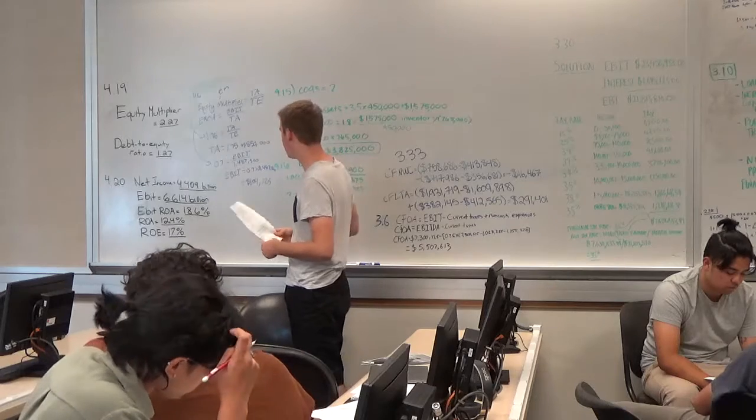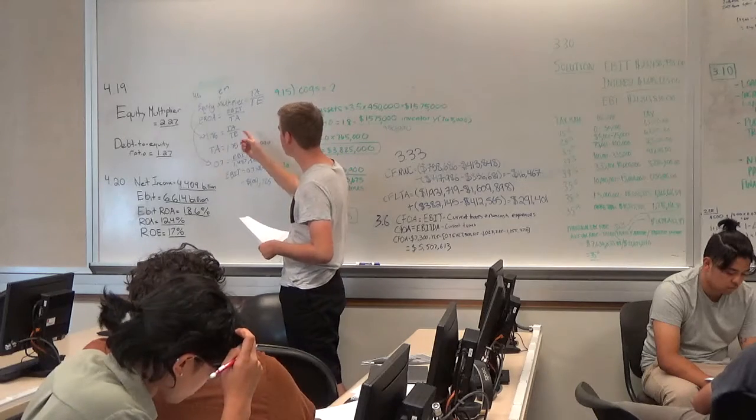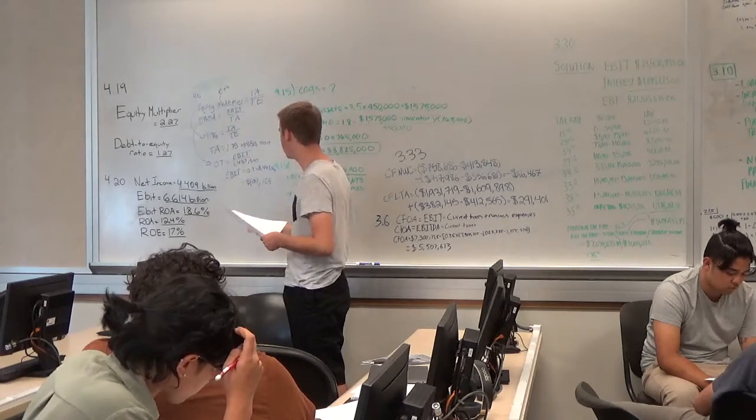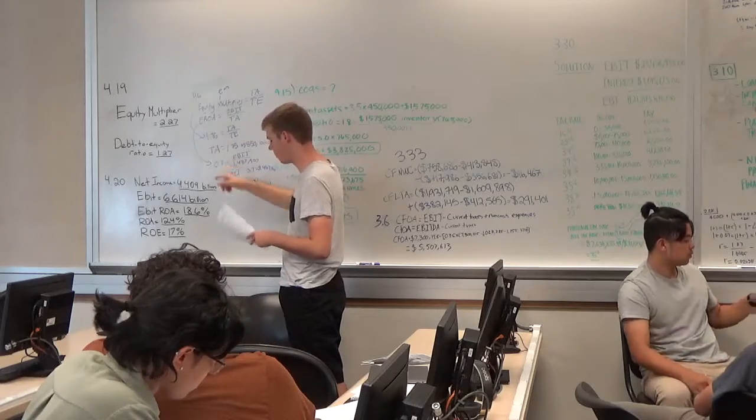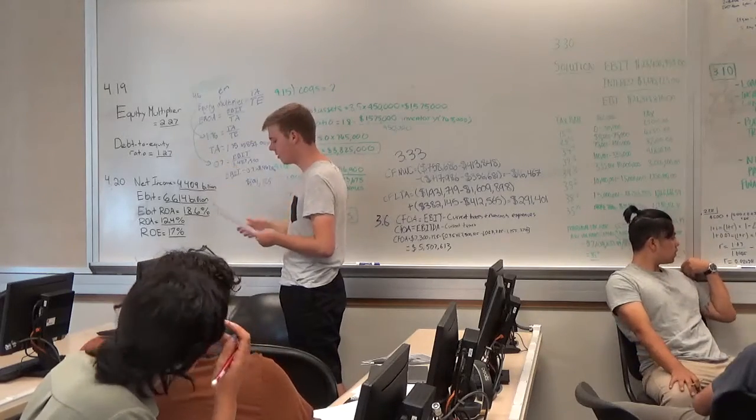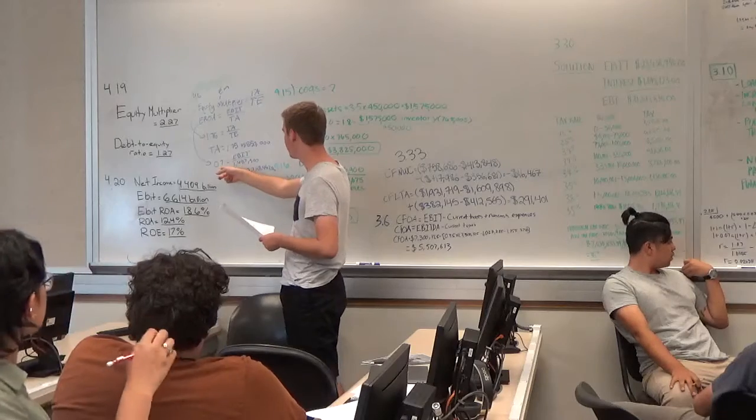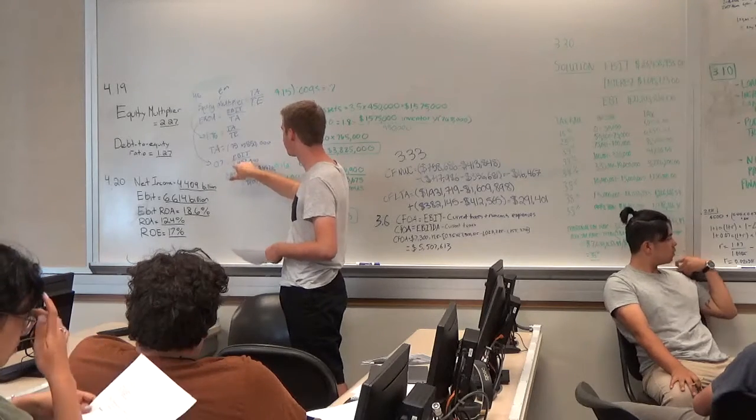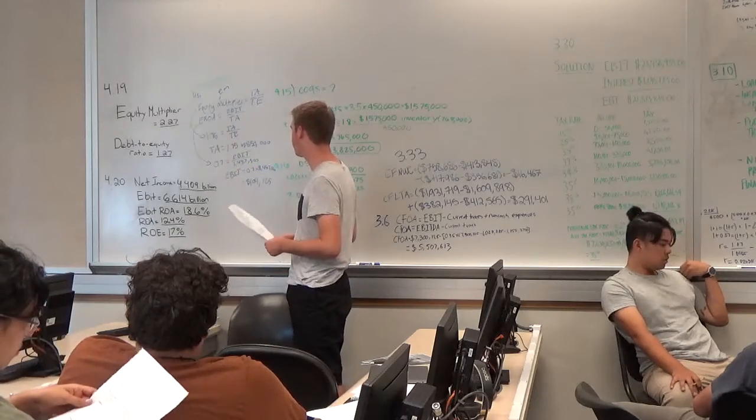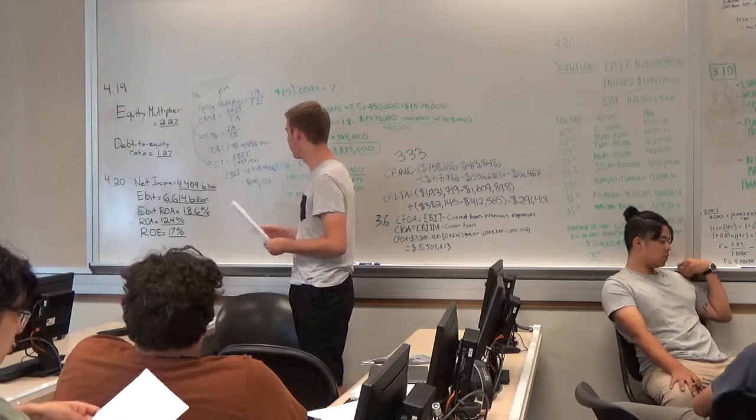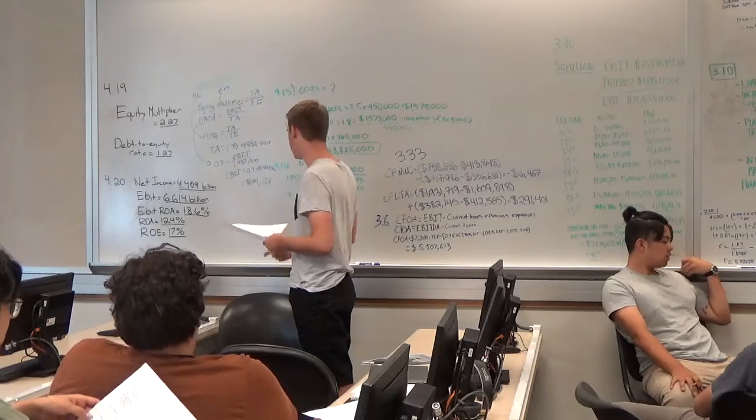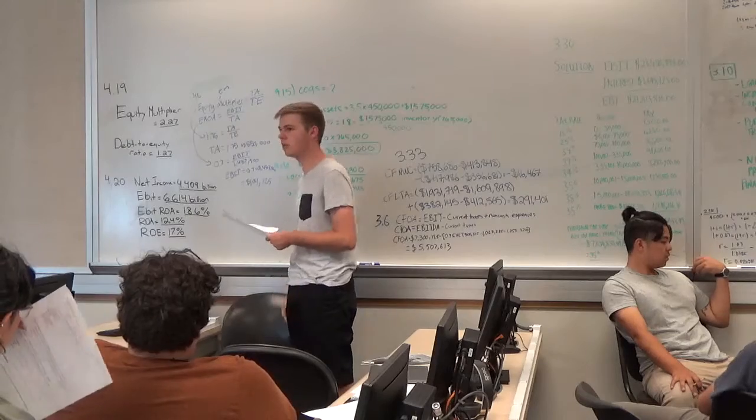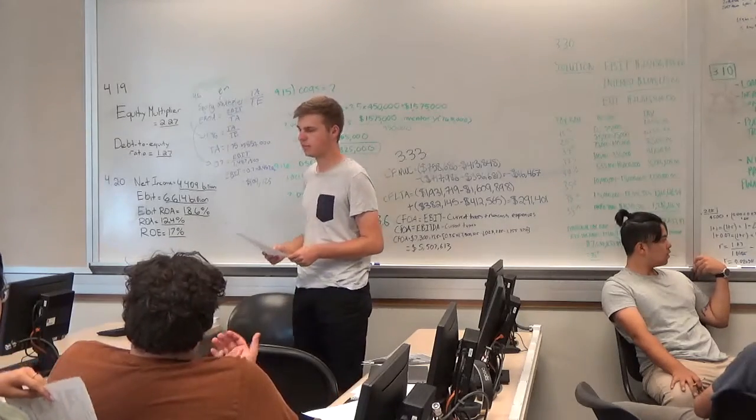1,487,500, and then you plug that into the EROA equation. It's supposed to be 0.07, but 0.07 equals EBIT over 1,487,500, and then you multiply that out and you get 104,125. Thank you.